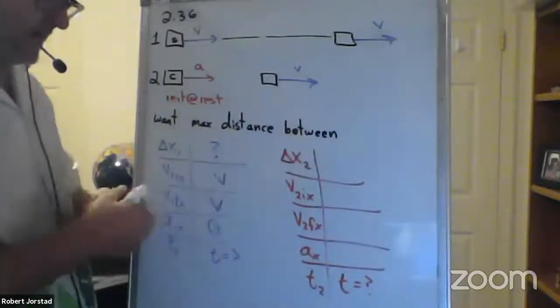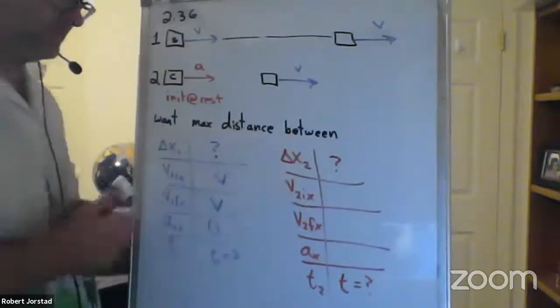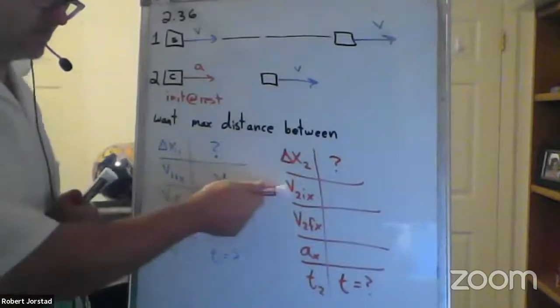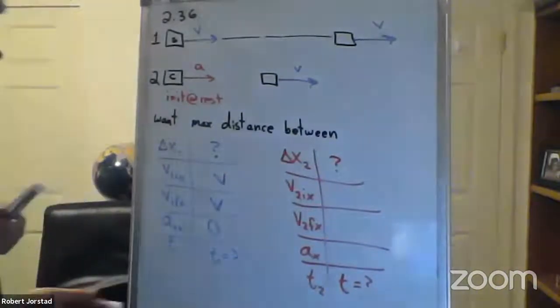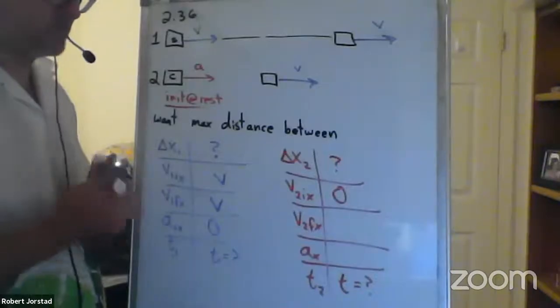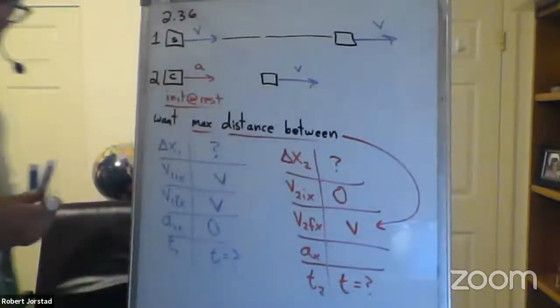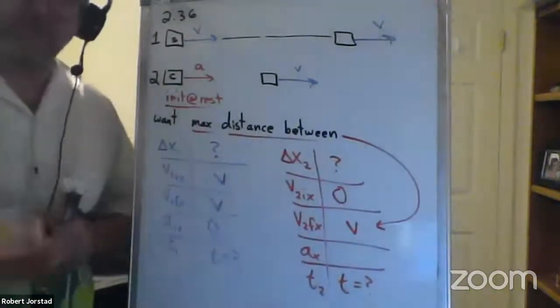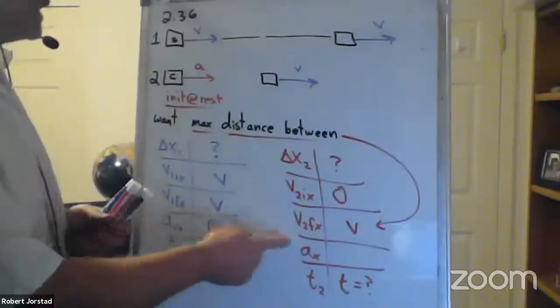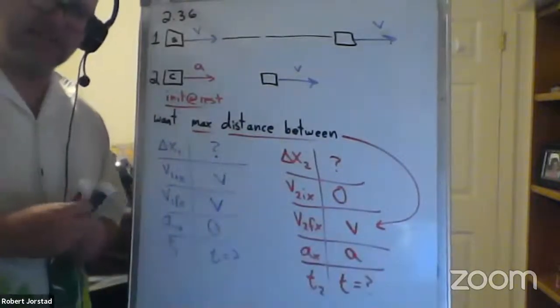Next, X2, I don't know it. V2 initial X is what? 0. It starts from rest. V2 final is? V. And that was from this piece of information. Max distance between, that's what gives us this. Those are the key words. And then AX is, I think, just A, right? Do we need to worry about any minus signs for this problem?